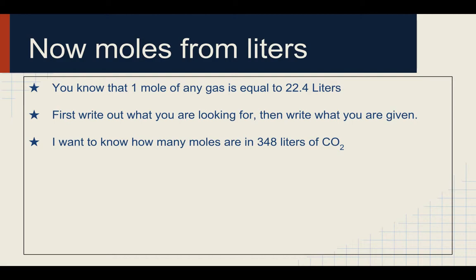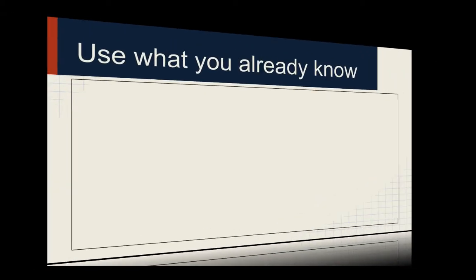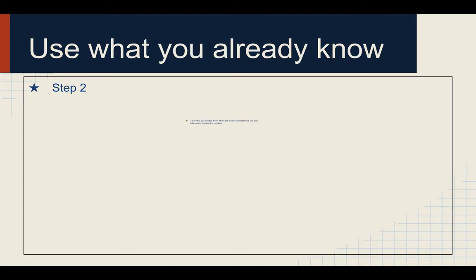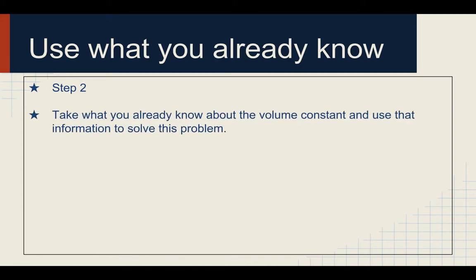Think about that. What am I looking for? What am I given? Great job again. I saw you write that down correctly. So I want to find out moles, X moles, and you wrote down 348 liters of carbon dioxide. You guys are doing great today. Give yourself a pat on the back. So again, using what you already know for step 2, the volume constant, 22.4 liters. X moles equals 348 liters.